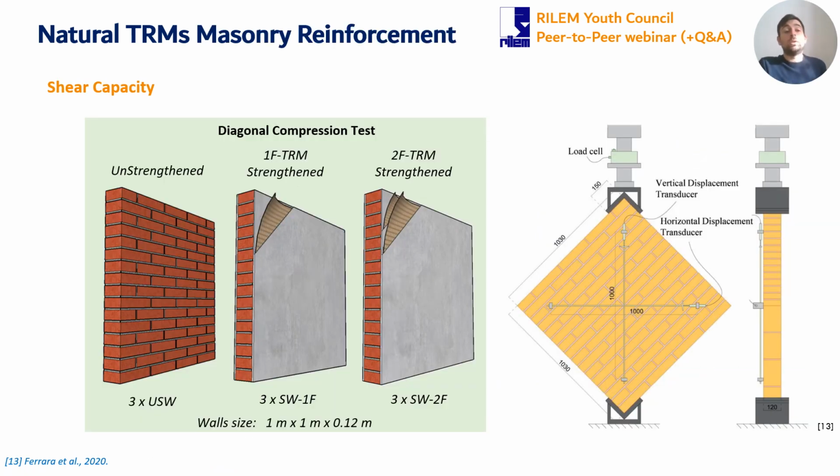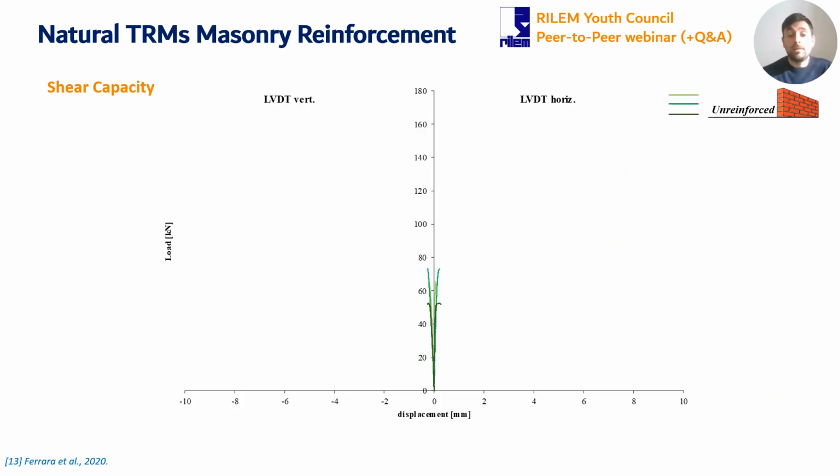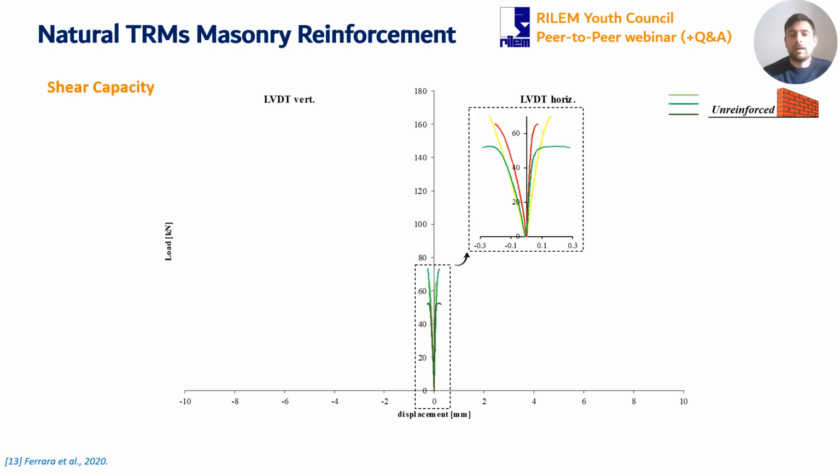I will move now to the characterization of the mechanical behavior on a global scale, so measuring elements externally reinforced by means of either one layer of a flax TRM system or a two-layer flax TRM system. Specifically, this kind of experimental campaign regards walls that have been subjected to the diagonal compression test. What we can observe here is the response of the unreinforced wall. They are mainly characterized by a linear behavior up to the rupture, which is a fragile rupture, as expected.